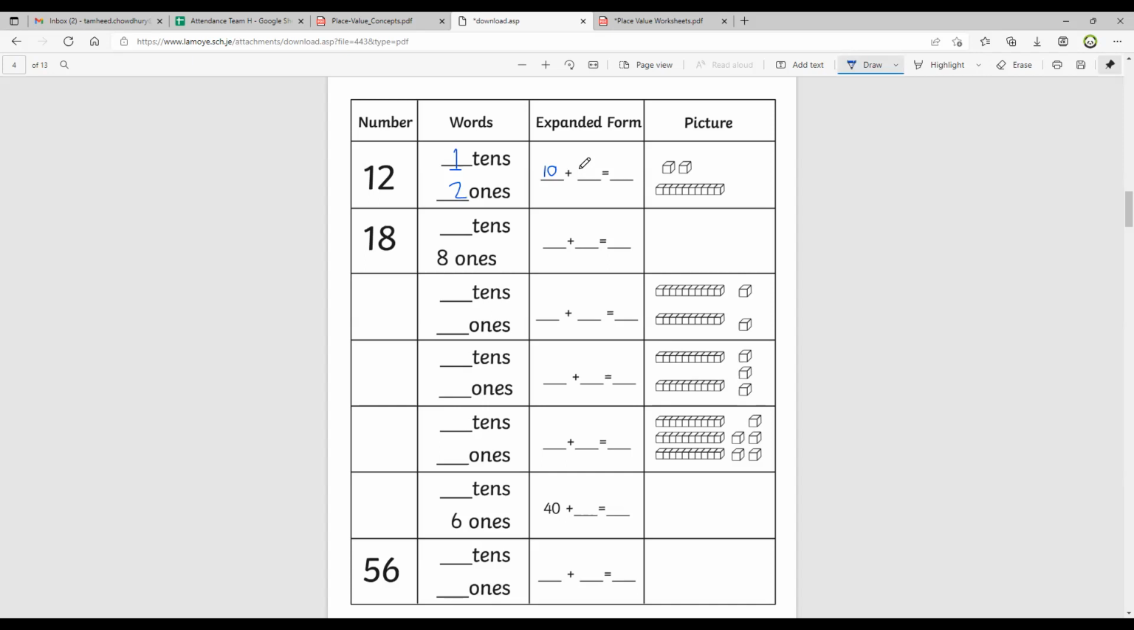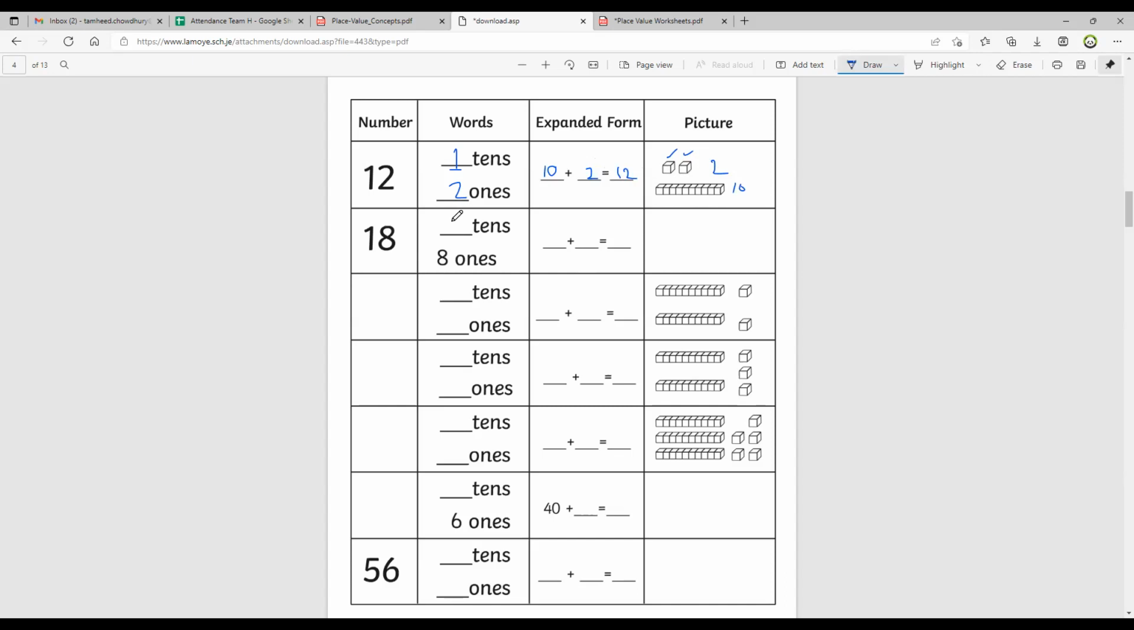Very good. Whoever did it, Taiba, very good. Thank you very much. 10 plus 2 equals 12. So you get this. And the picture is the first box defines one, two. And then this one has 1, 2, 3, 4, 5, 6, 7, 8, 9, 10. So this is how the picture is. This is a 10 and this is a 2. The block diagrams. Can someone solve this one?